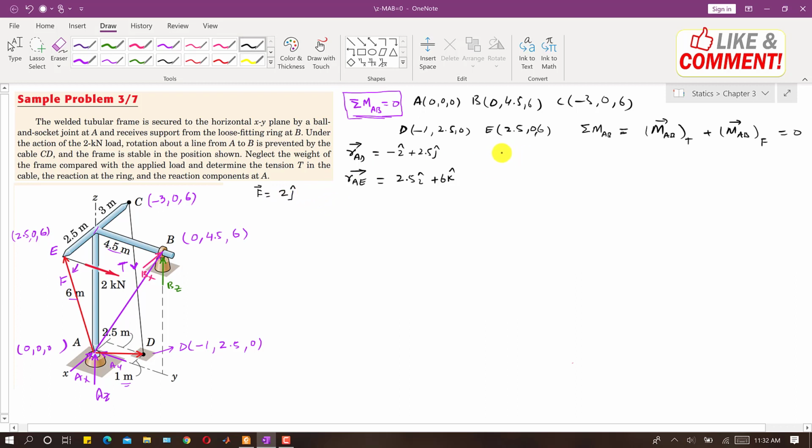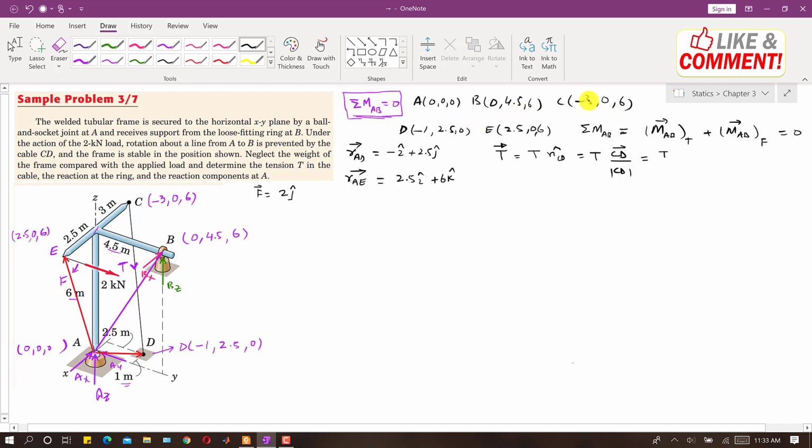And now we have to find the T vector. So T vector will be equal to T magnitude, which is unknown, which is required. We need to find this T, the tension in the cable, which is along the CD line. So we have to find the unit vector along CD. So we will find the CD vector divided by the CD magnitude. This will give us the T vector. So now I will write T and CD.